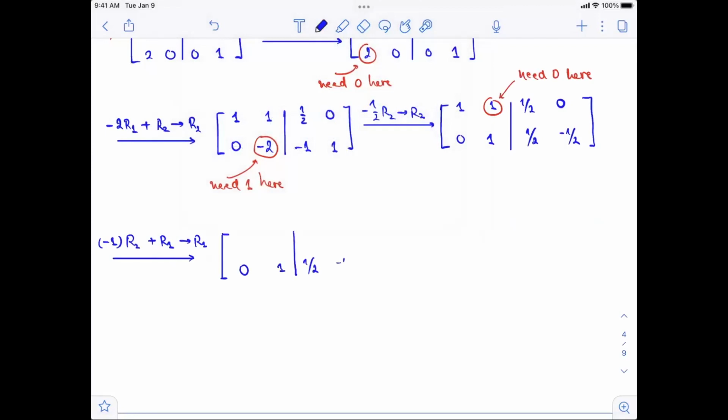So this is row 2. Now for row 1, you get what? -1 times 0 is 0, plus 1 is still 1. -1 times 1 is -1, added with 1 is 0. -1 times 1/2 is -1/2, added with 1/2 becomes 0. And the last entry here is -1 times -1/2, which is +1/2, added with 0. You get +1/2. Okay.